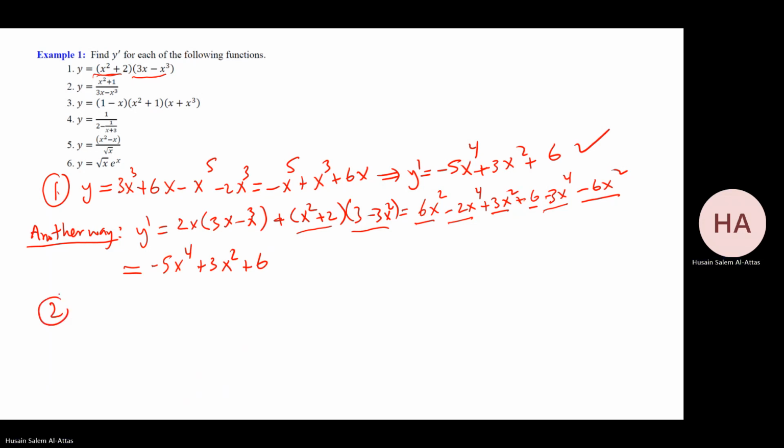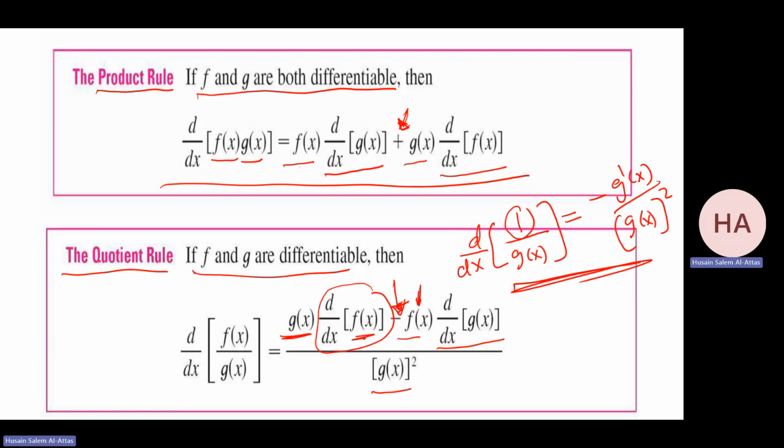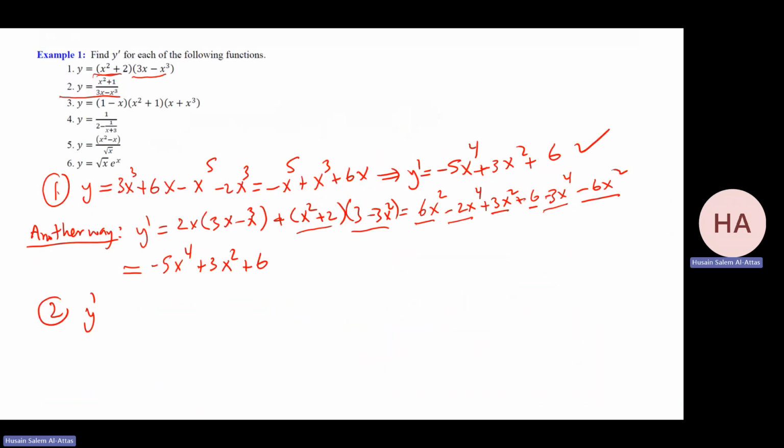Okay, 2. I have a quotient of two functions. So it will be the derivative. Let's just remember the formula. It will be the derivative of the numerator times the denominator minus the numerator times the derivative of the denominator, over the denominator squared. Okay, so let us do the calculation.